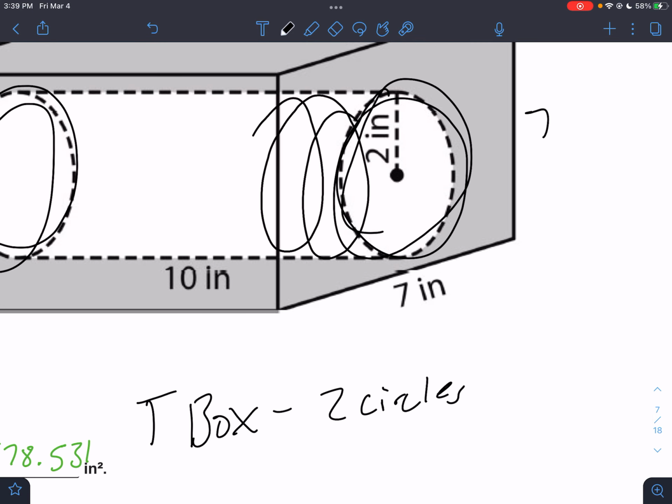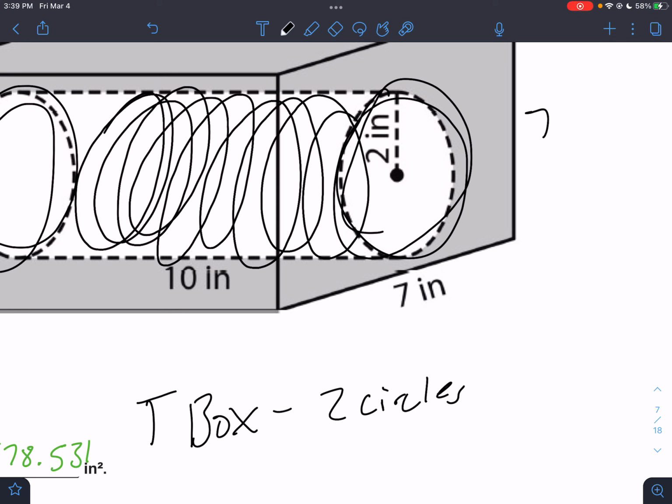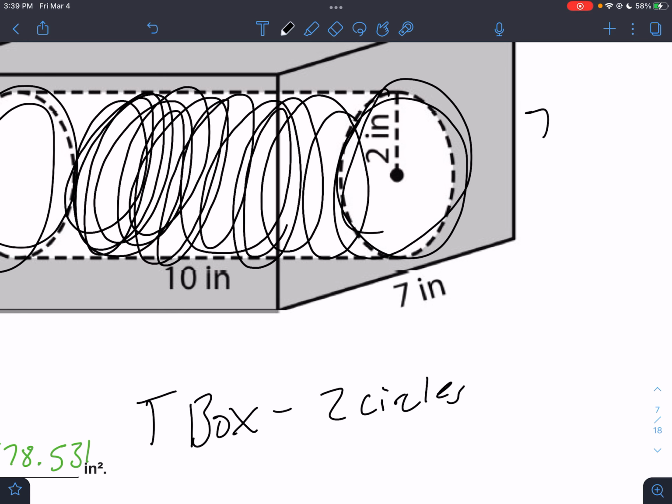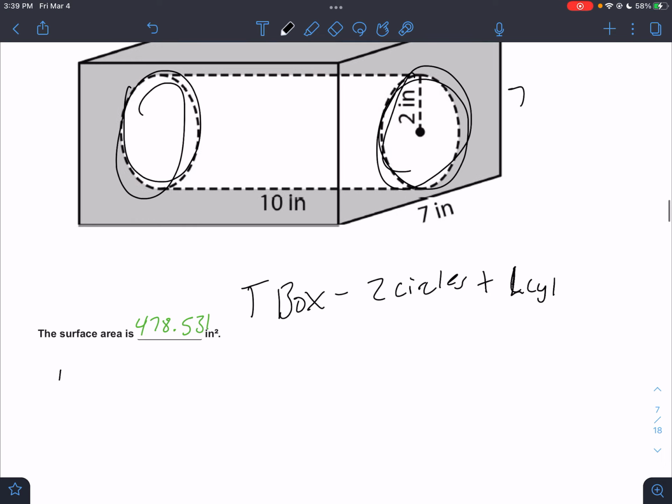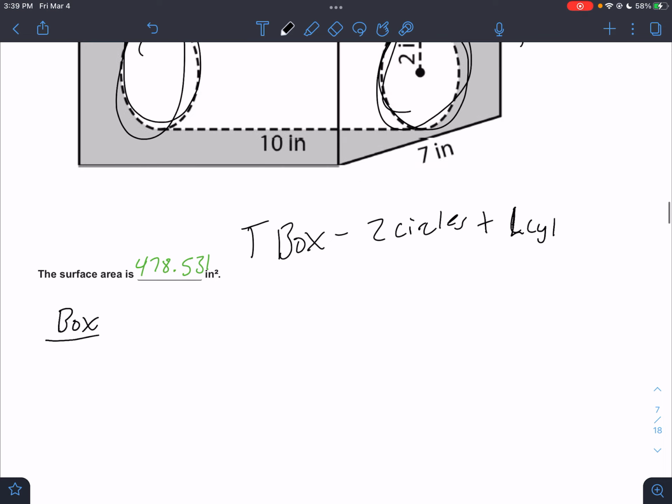If you were holding this box, could you see and touch this lateral part of the cylinder? Yippers. Plus the lateral of the cylinder. So the box minus those 2 circles plus the lateral is going to be our area. So let's work on the box. The surface area of the box is pH plus 2b.